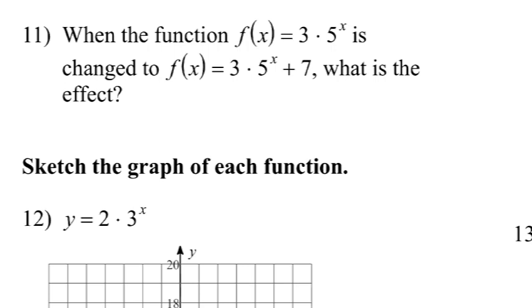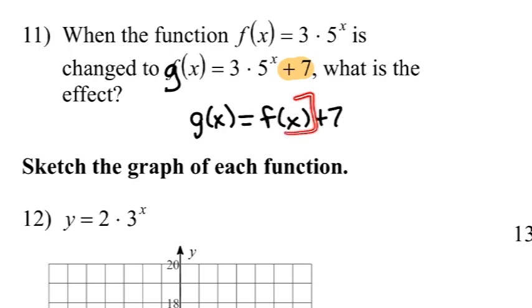All right, number 11 here. When the function f of x is equal to 3 times 5 to the x power is changed to f of x is equal to 3 times 5 to the x power plus 7, so what we've done is we've just added this 7 here. What is the effect? Well, we're taking the original function. Really, it might have been nicer if we had renamed this g of x. So we're taking the original function f of x, so g of x is equal to f of x plus 7.